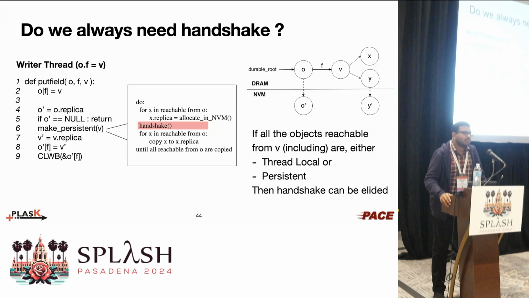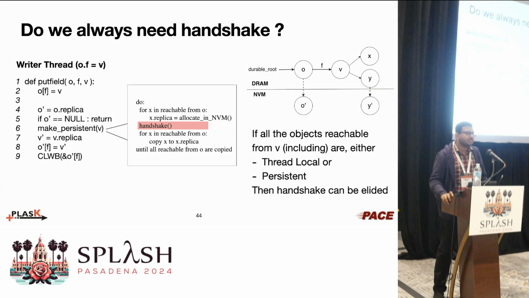Objects which are created and which are accessible by the thread that creates it are called thread local objects, which means no other thread can access those objects. And if the object is thread local only, and because only one thread can access it, there is no need to perform handshake in those cases, as it is accessible only by one thread.